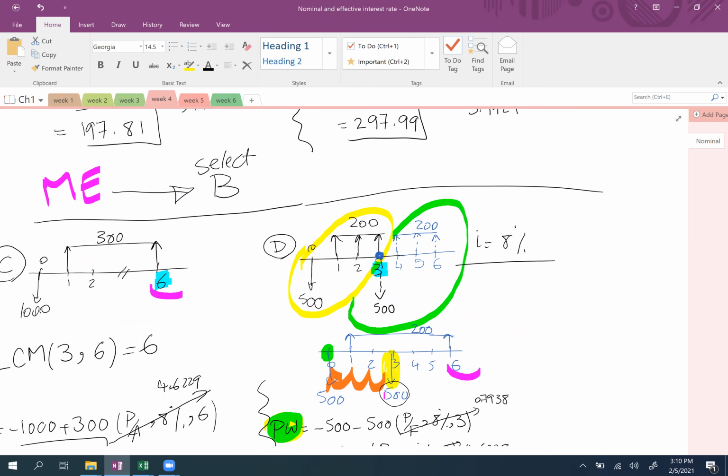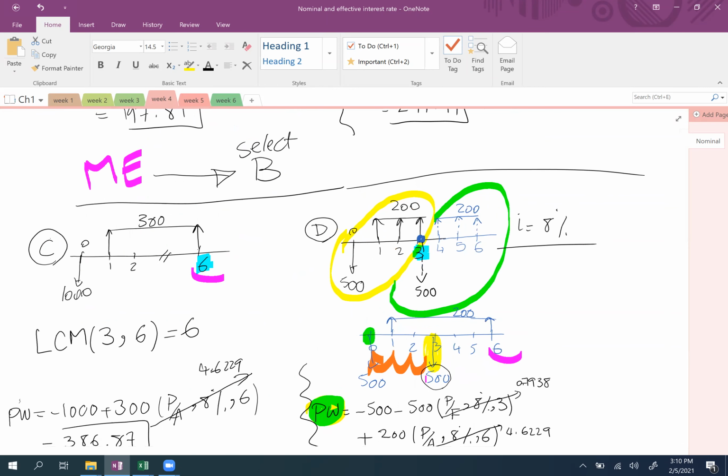For example, if the projects' lifetimes are 3 and 6 years, what you need to do is calculate the LCM, which is 6 years, and then repeat the shorter project, the 3-year project, until you hit 6 years. So it means that the project will be repeated twice. You just need to draw the cash flow diagram for the extra cycle that is going to be repeated, and then calculate the present worth for each scenario again.